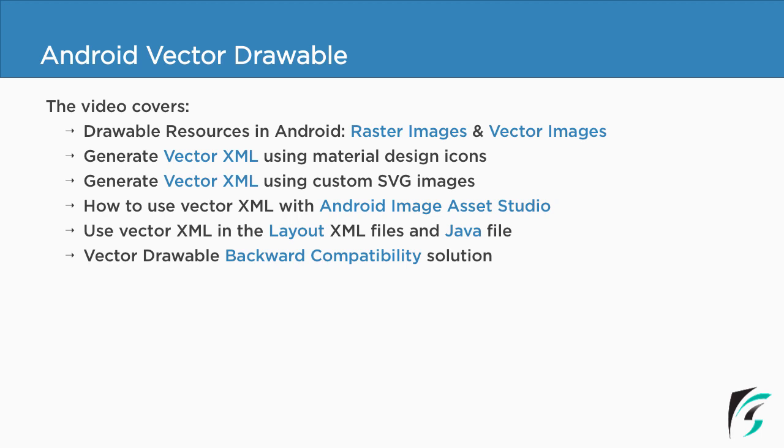Since it was introduced with Android Lollipop, that is API level 21, there has to be some solutions to use vector drawable with the API below 21. So we will see that too. And then, last but not the least, you will see the pros and cons of using the vector XML. And then you got to decide on your own whether to choose it or not, and for what kind of images that you need in your project.